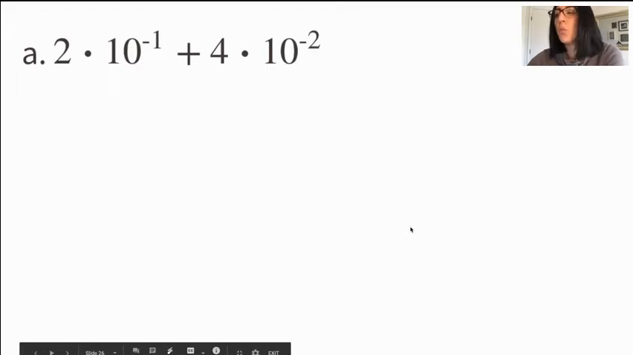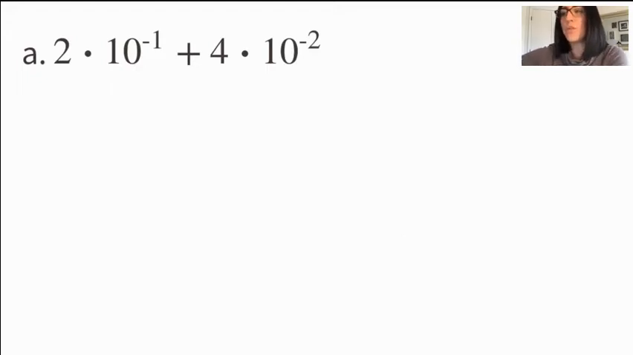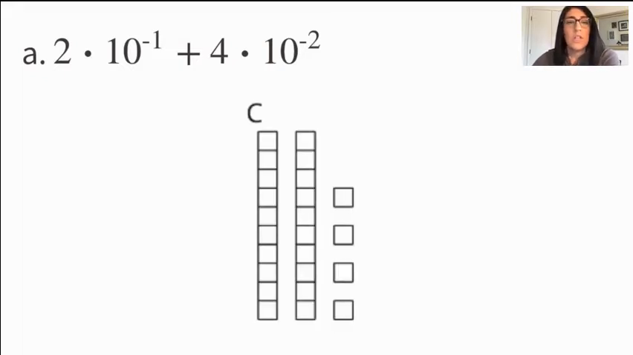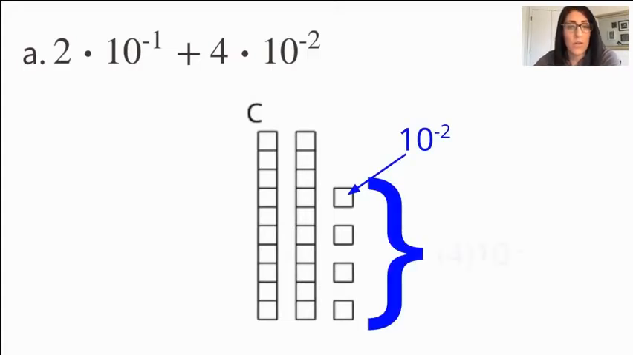Okay, you've had some time to work. We're going to start off by going through the first expression, which is 2 times 10 to the negative first plus 4 times 10 to the negative second. So you might have matched this with C, and here's why. If we think about one of those small squares being 10 to the negative second, we see that there's 4 of them, right? So that's that right side, that plus 4 times 10 to the negative second.